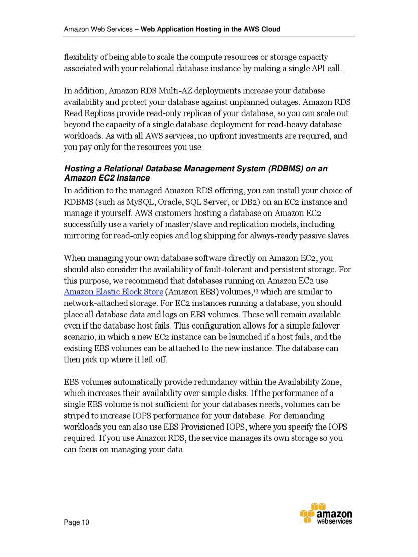If the performance of a single EBS volume is not sufficient for your database's needs, volumes can be striped to increase IOPS performance for your database. For demanding workloads, you can also use EBS provisioned IOPS, where you specify the IOPS required. If you use Amazon RDS, the service manages its own storage so you can focus on managing your data.